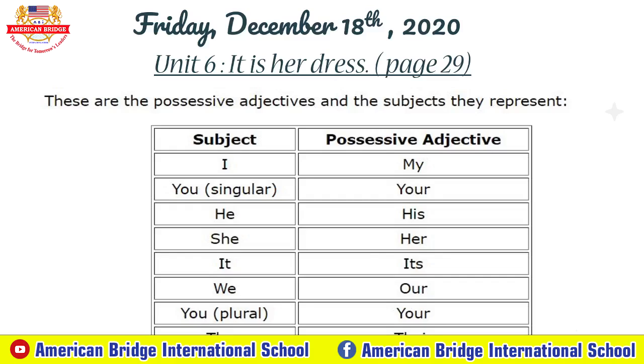Okay, so I changes to my, you changes to your, he changes to his, she changes to her, it changes to its, we changes to our, you changes to your, they changes to their. So when you see a subject, you need to change it to the possessive adjective that you can see here. You need to remember this. Okay, so you can write down this one into your notebook.